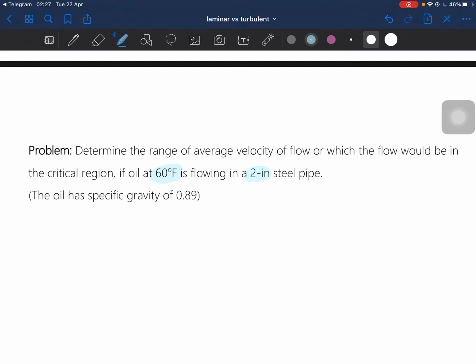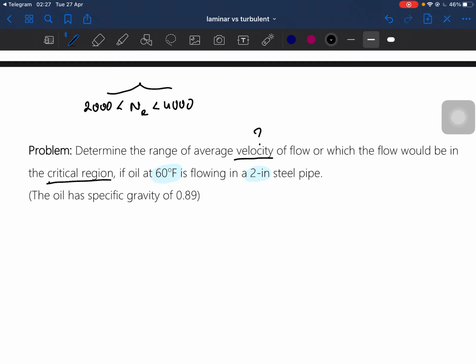But what is the question again? The question is to determine the range of average velocity. They're not asking us to determine whether the flow is turbulent or laminar. They only ask us the velocity. But they tell us the critical region. So critical region is when 2000 is less than NR and less than 4,000. So it's in between these two. So you can consider the flow as in the critical region.